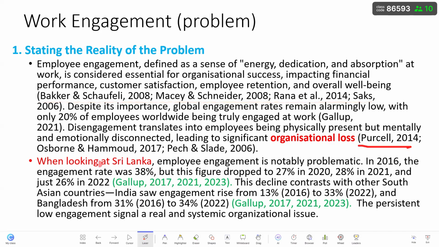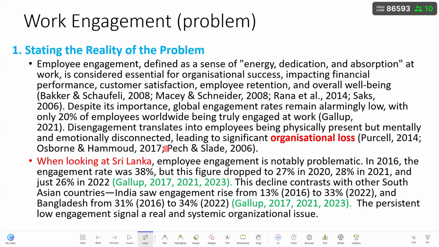So like this, you have to provide evidence. And suppose you are targeting to conduct your research in the Sri Lankan context, this is global. This is global statistics, right? So you can simply say this is a globally prevalent problem.